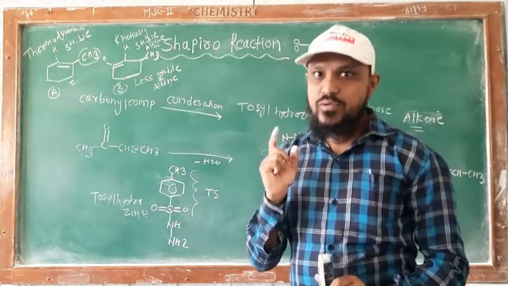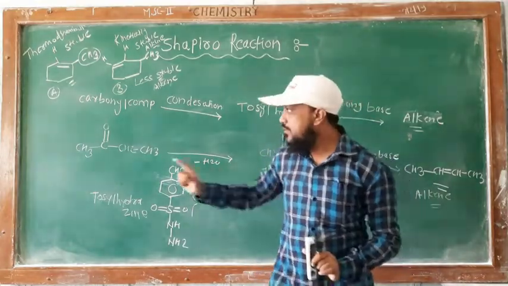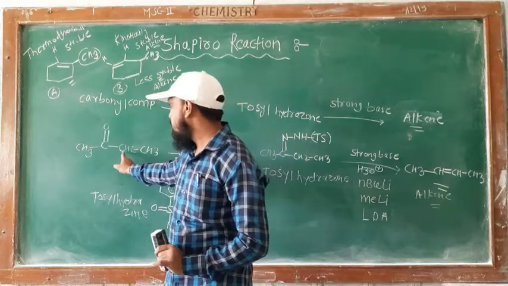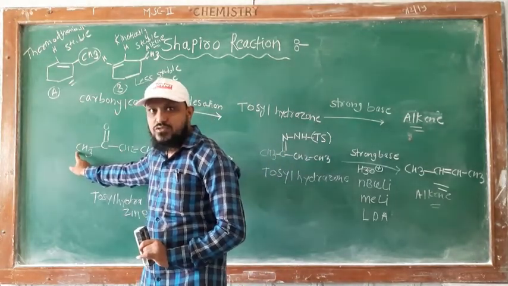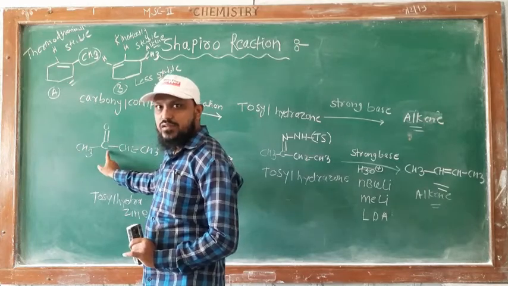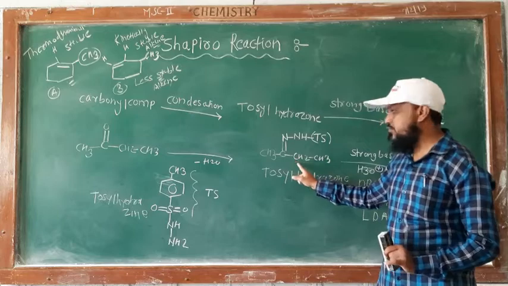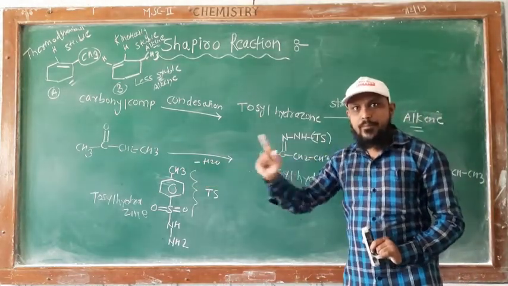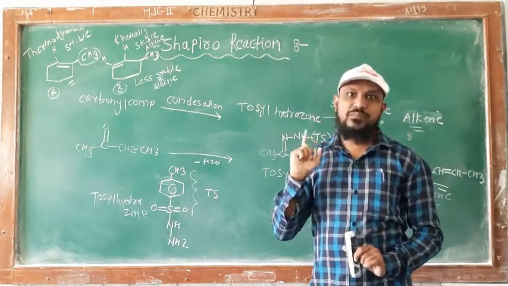Now the fourth point is: add the alpha position of the carbonyl compound. Now look here, this is the carbonyl compound and this is the alpha position and this is the alpha position. So add the alpha position of the carbonyl compound or add the alpha position of the tosyl hydrazone which is formed from the carbonyl compound. Minimum at least one proton must be present.